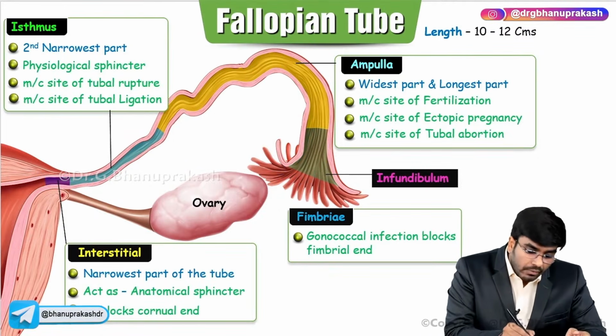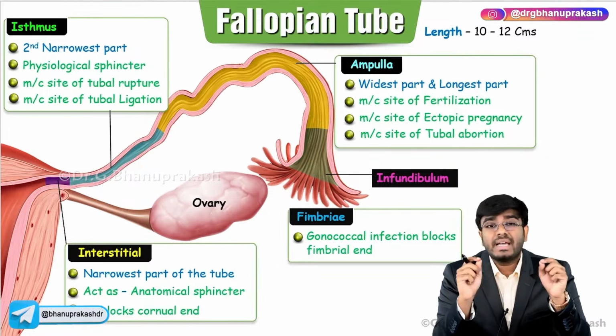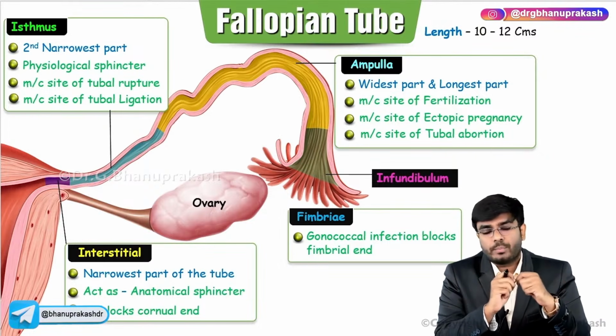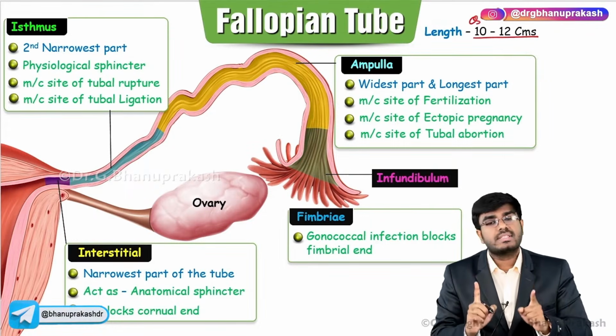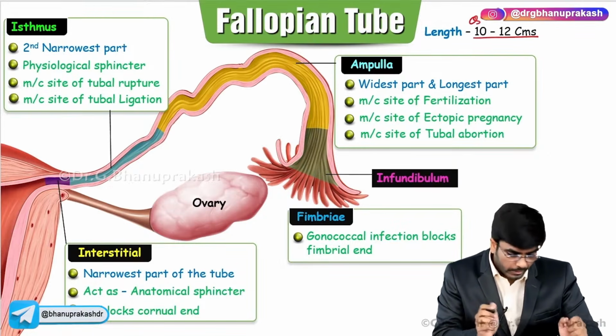Very, very important. And one more important point is, they will repeatedly ask this: what is the length of the fallopian tube? The length of the fallopian tube is somewhere around 10 to 12 centimeters. Okay. Very important. 10 to 12 centimeters. That is one fallopian tube's length.